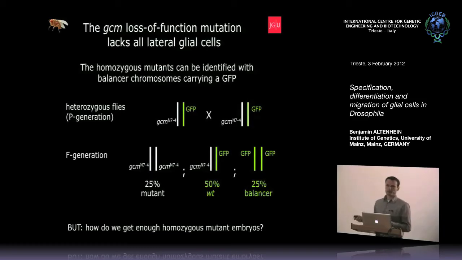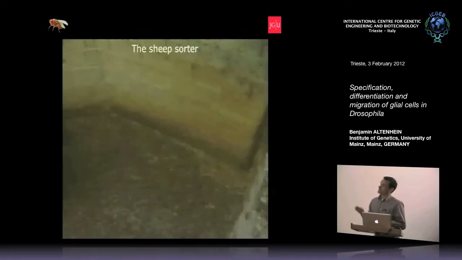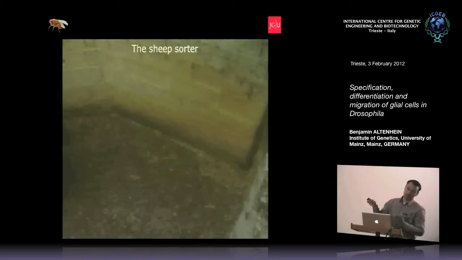And in this particular case, it would have been much easier to work with vertebrates, where you can have a single vertebrate mutant, and you can prep from one mutant thousands and thousands of micrograms of RNA. And actually, this is one example of how vertebrate people distinguish genotypes, as we do in the fly using GFP. The vertebrate people use the sheep sorter as one example. And this is a representation of the sheep sorter.